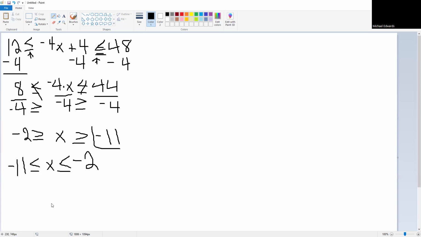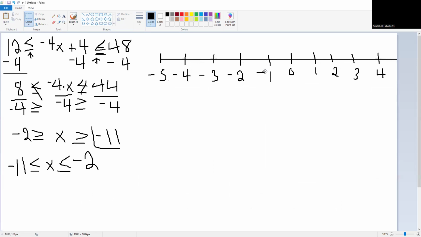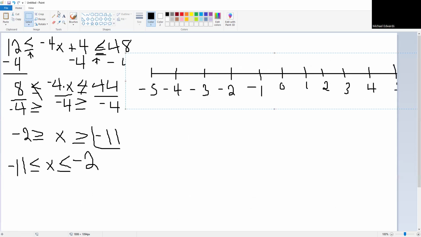Now we can work on this. Let's graph it. In looking at this, we're graphing it to get our intervals. Our intervals should be, well, we know we have a negative 11. I don't have negative 11 on this thing. Huh. Well, let's draw a negative 11, maybe?